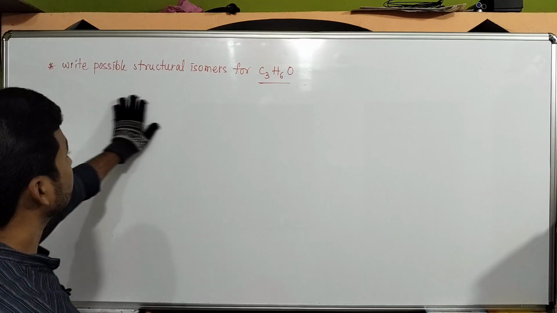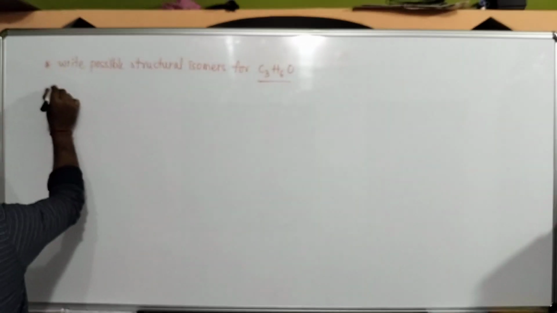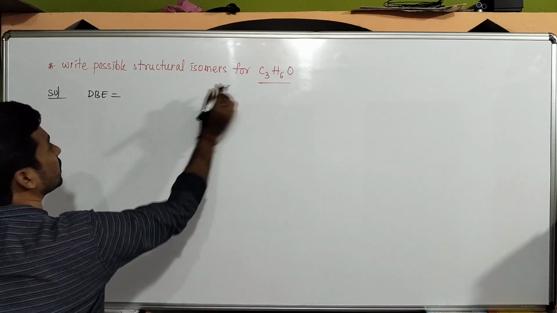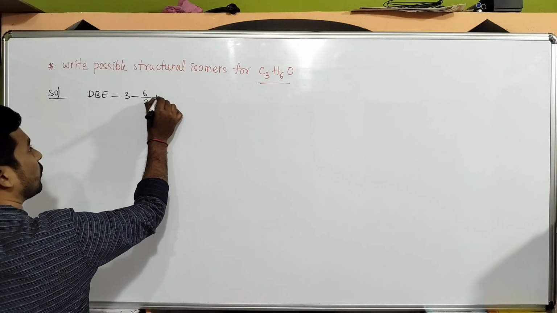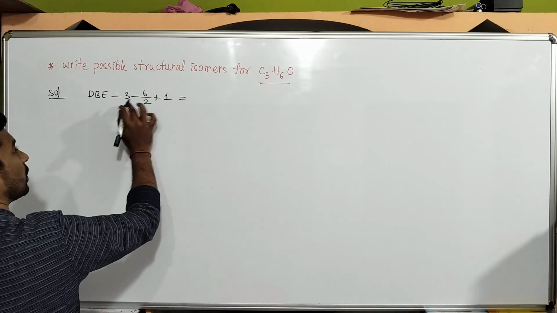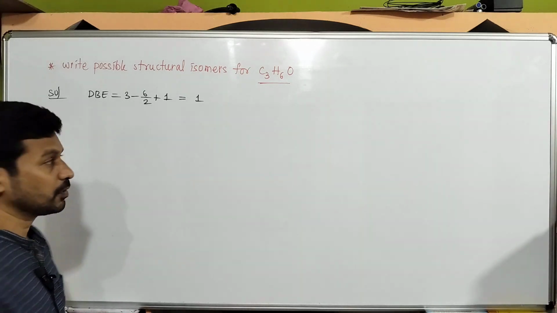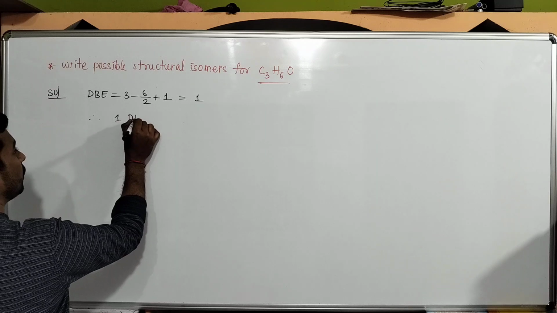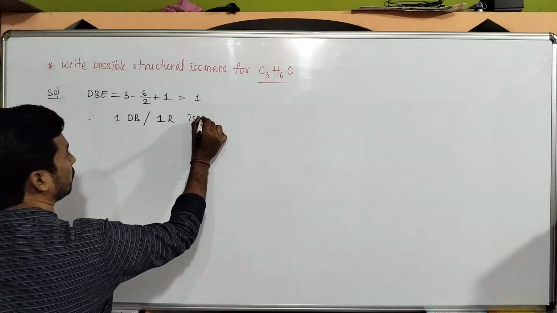Next, write possible structural isomers for C3H6O. First, calculate double bond equivalence. Number of carbon atoms are 3. Number of hydrogen atoms 6 by 2. Nitrogen atoms are absent, plus 1, that is equal to 3 minus 3, 0 plus 1, 1. Double bond equivalence 1 means one double bond or one ring is possible.